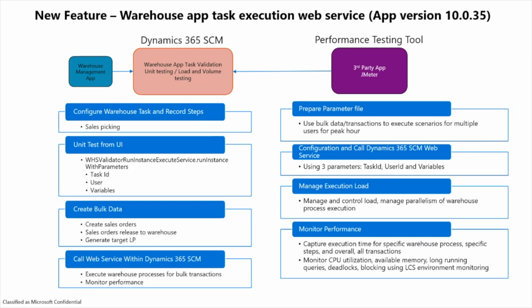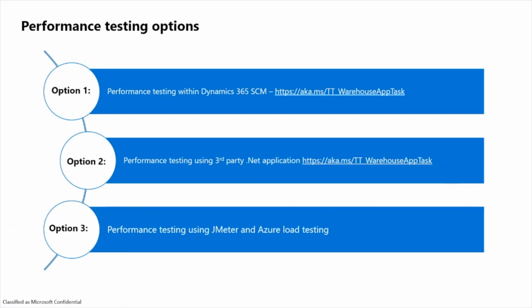So it's always better to monitor and not just to capture the numbers or the performance output. Now, the three different testing scenarios. One is using Warehouse App Task Validator within FNO to validate, either calling into the batch or calling into Express API, or using it for unit testing, which we covered in the last Tech Talk. And here's the URL for you to be able to go and look at what we discussed in detail.